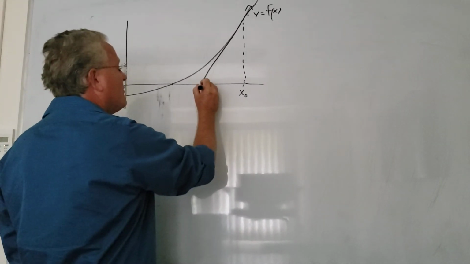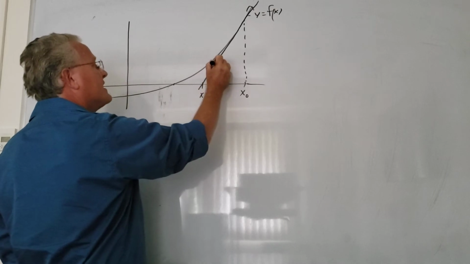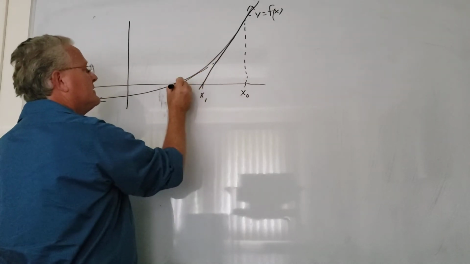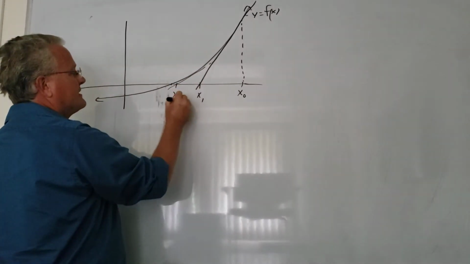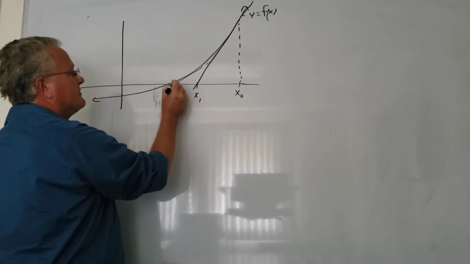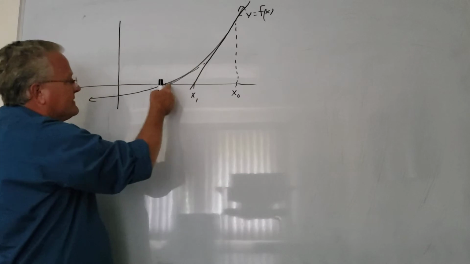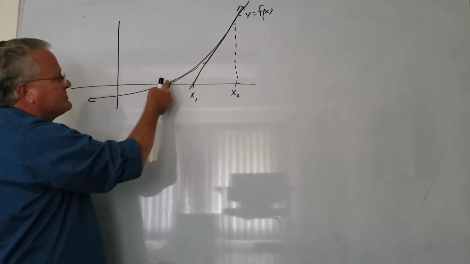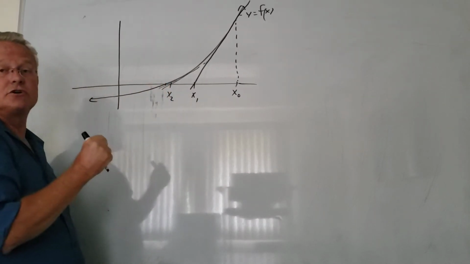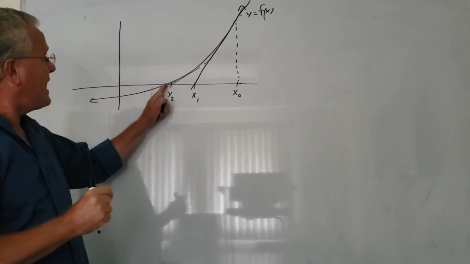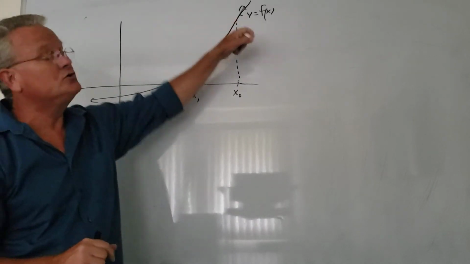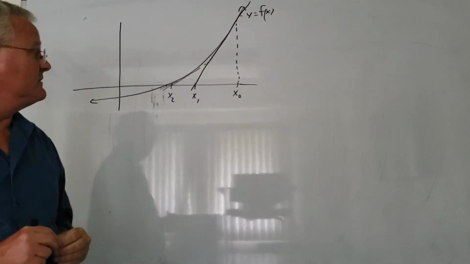Then you go up to the graph there, draw a tangent line. This is our second x value. Then you go up to the graph, draw a tangent line. As you can see, this x value is converging and getting closer and closer to the actual value, to the solution of the root of the equation.